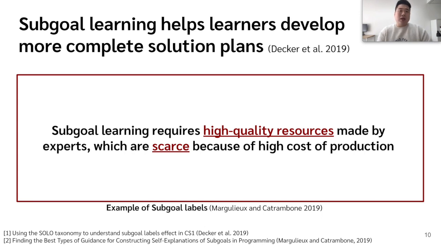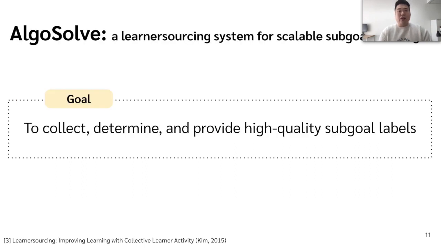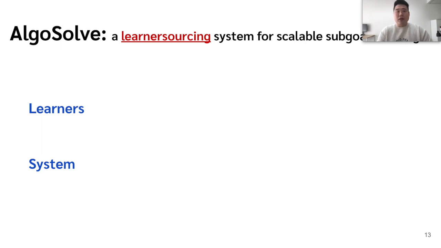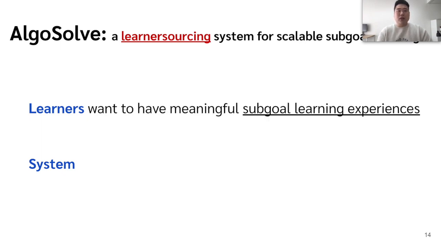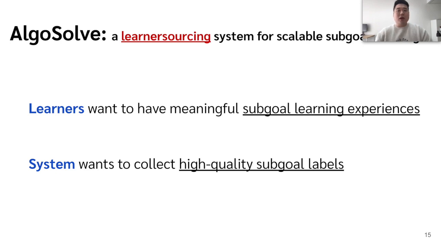How can we collect high-quality resources in a scalable and organic way? As a solution, we present AlgoSolve, a learner sourcing system for scalable subgoal learning. Learner sourcing is a form of crowdsourcing where learners collectively contribute novel content for future learners while engaging in a meaningful learning experience. The goal of AlgoSolve is to collect, determine, and provide high-quality subgoal labels so that learners can enjoy meaningful subgoal learning experiences. It is important to note that we have two stakeholders, learners and the system, whose goals are different. Learners want to have meaningful subgoal learning experiences. The system wants to collect high-quality subgoal labels. And the key is how to design a learner sourcing workflow that allows both parties to achieve their own goals while interacting with each other.